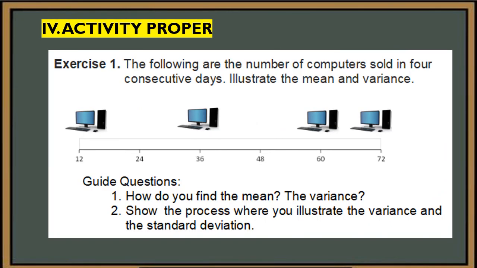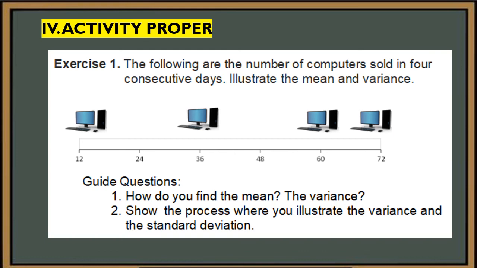That's it. So let's have here the activity proper. In the activity proper, again, be mindful of the general directions. We have here exercise 1. The following are the number of computers sold in 4 consecutive days. Illustrate the mean and variance. Just like we did in the previous discussions, we are going to illustrate the mean and variance and answer the questions that follow. Number 1, how do you find the mean?